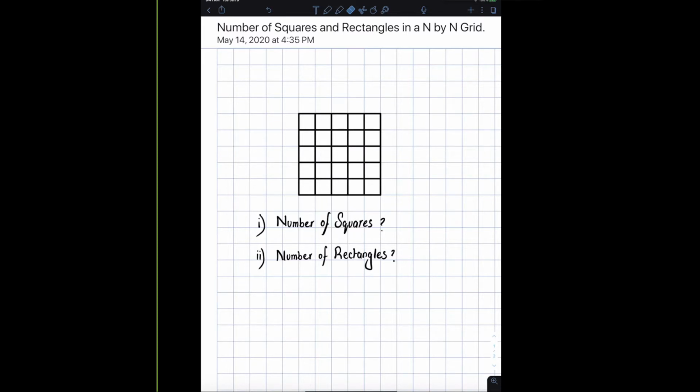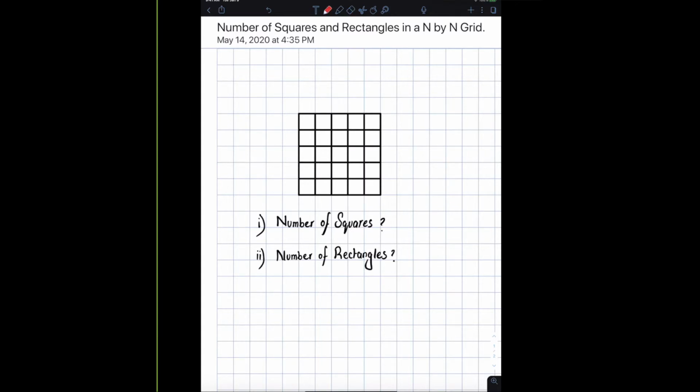So at this stage, I'll ask you to pause the video and see if you can come up with a systematic way to compute the number of squares or the number of rectangles in this 5 by 5 grid, and see if you can also generalize your results to any n by n grid. So hopefully by now you've attempted this question on your own.